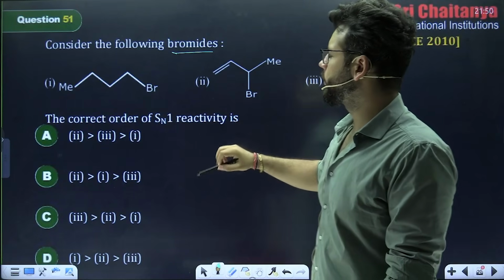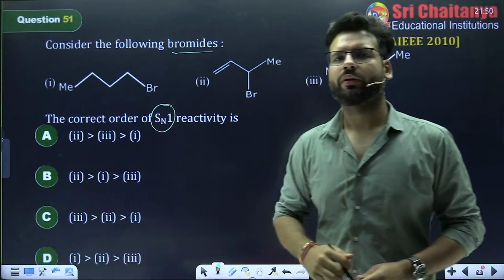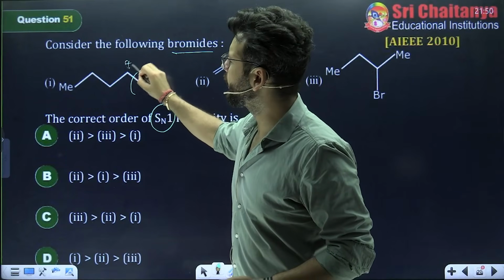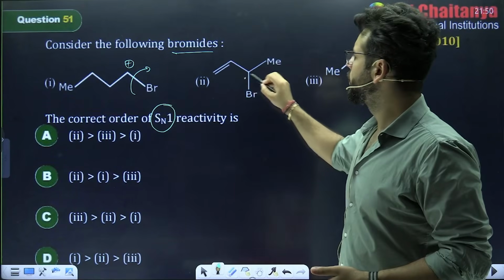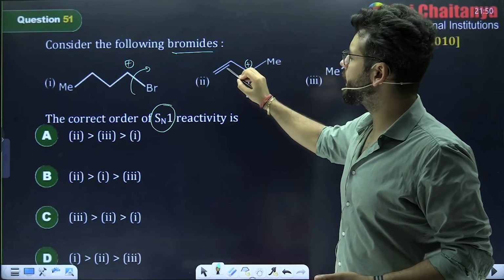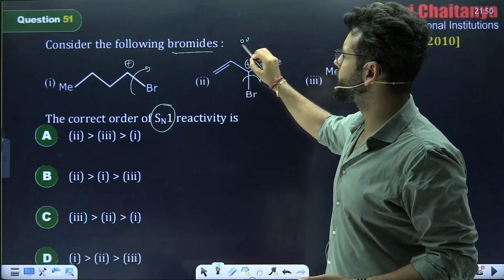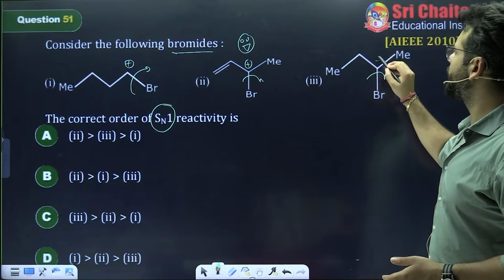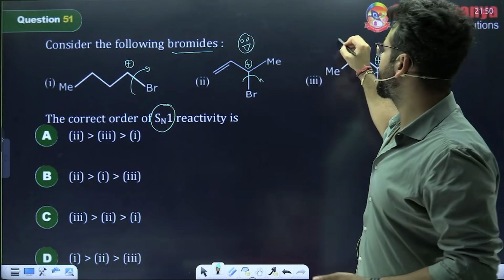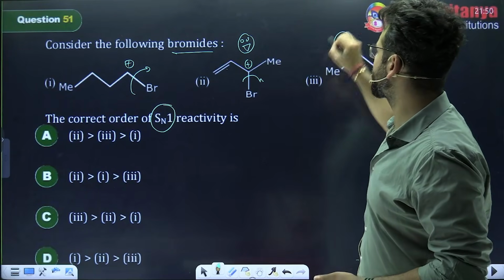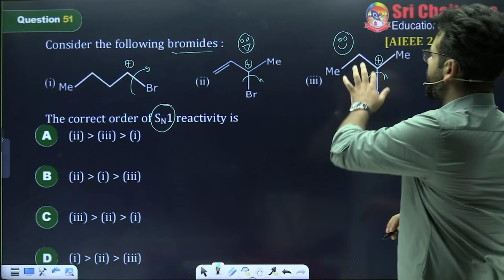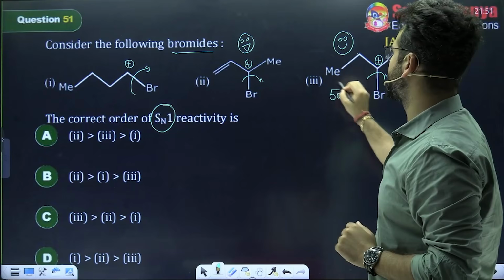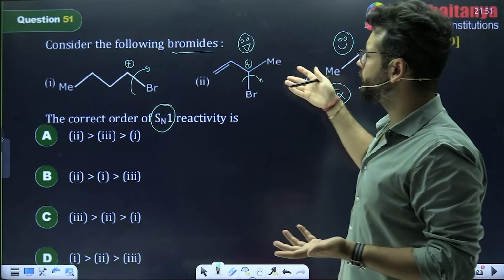The next question says, consider the following bromides for SN1 reactivity. Carbocation formation: removing bromide, making a carbocation. Primary is not so good. Allylic carbocation has resonance, a very nice carbocation. Secondary carbocation is not as good as allyl because there is no resonance, but still good. It has 5 alpha hydrogens, so 5 hyperconjugation structures. Here we don't have to check, there is resonance.